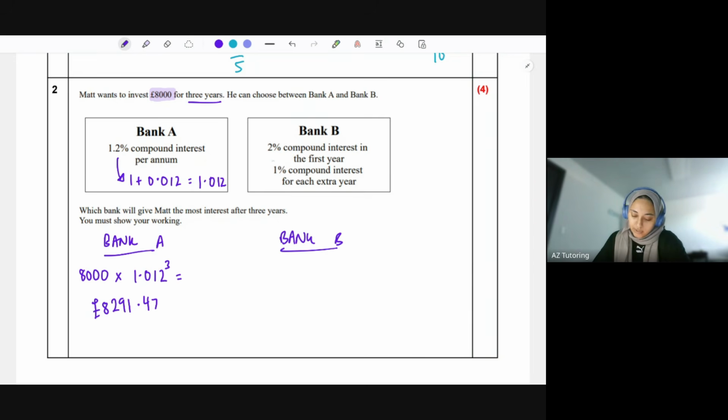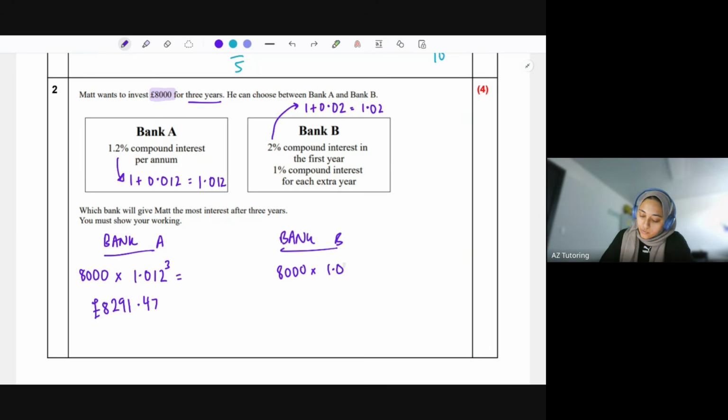Let's have a look for Bank B. So it's 2% compound interest for the first year, and then 1% compound interest for every year after that. So the equation will be a bit different this time. So £8,000 times our multiplier for 2%, which is 1 plus 0.02.